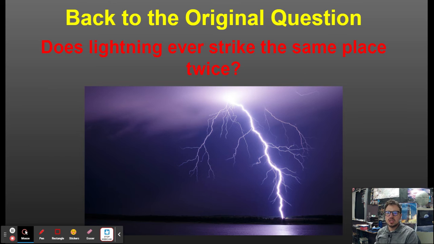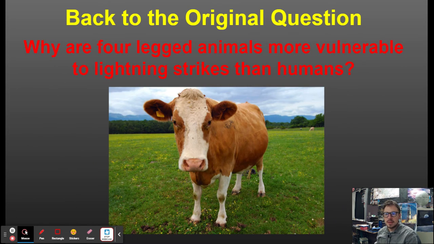So now let's answer this question: does lightning ever strike the same place twice? Well, the answer is yes, because it strikes the tallest point a lot. In fact, you can watch videos of skyscrapers being struck by lightning. They want to be struck so they can disperse that energy downward safely and protect the other buildings around them and all the electrical equipment inside.